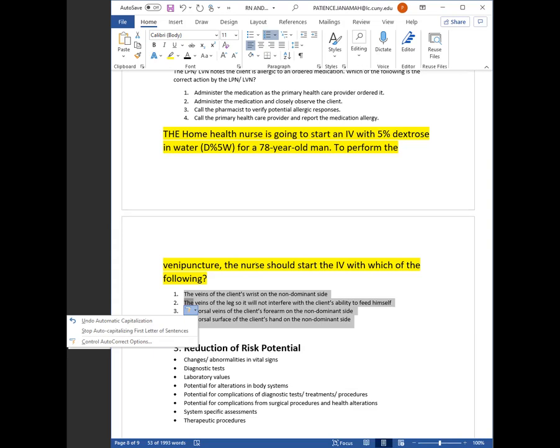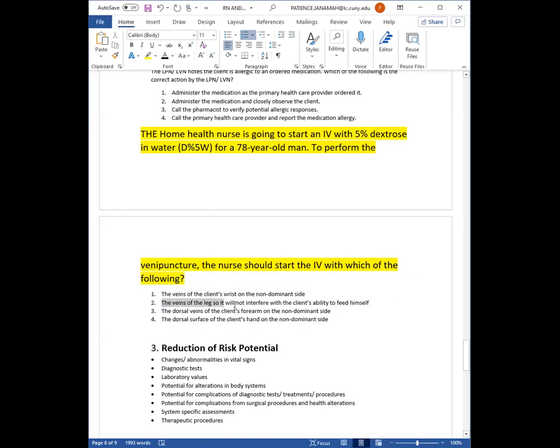Okay, so number 2, you will not put the IV on the leg. You will not put the IV hand thing on the leg. Mostly with the legs, you are concerned about DVT as a complication. You know, we have the phlebitis and all those things, and it's a lower peripheral site. So mostly they don't advise you to use legs for IVs.